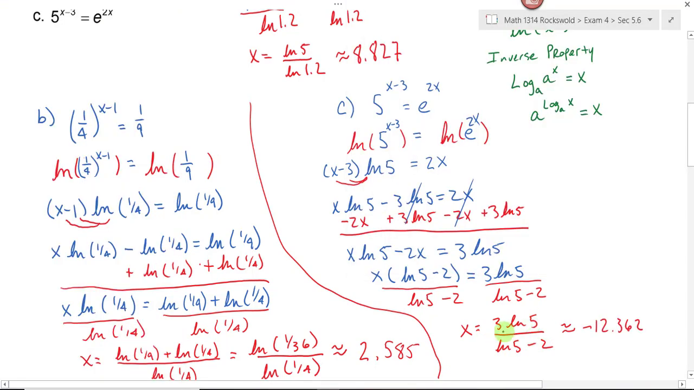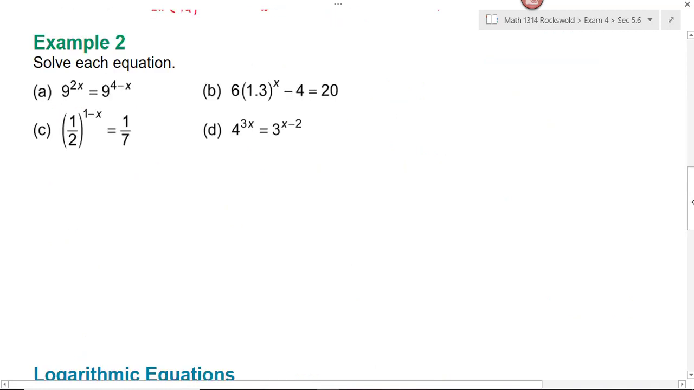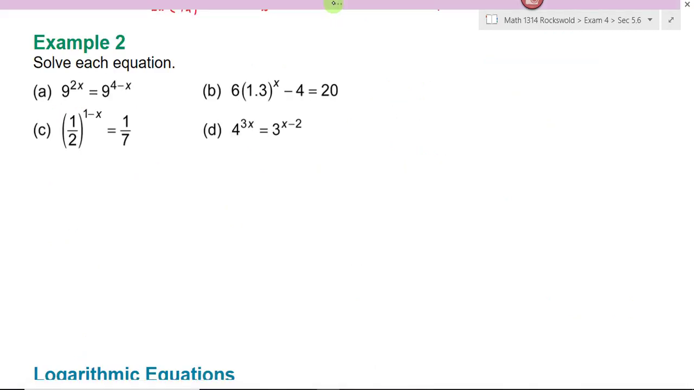So here's your exact answer, and here's the decimal approximation. Know the difference between the two and know how to find both. The exact answer will have natural logs or common logs in them. The decimal approximation won't. Alright, some more problems to practice. You can never get enough practice.